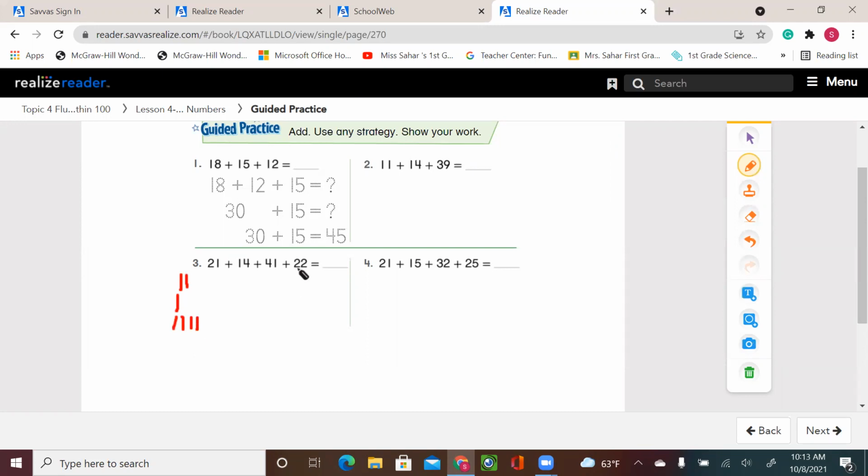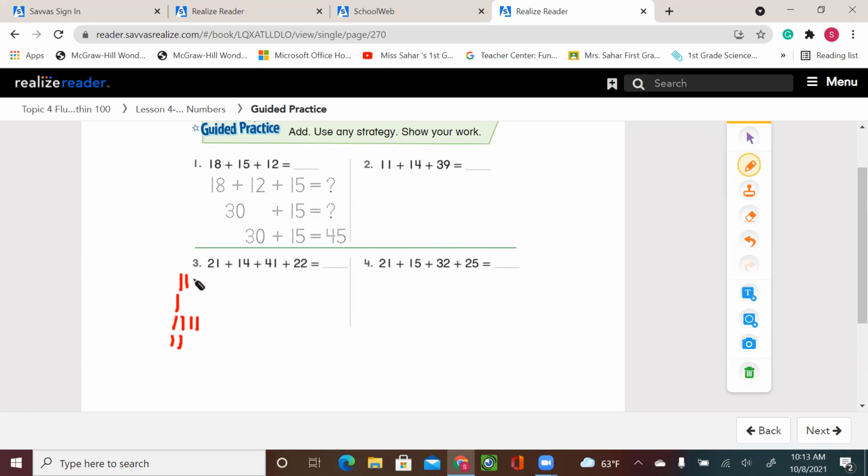And then the fourth addend, I have 2 tens. So 22 means 2 tens. Remember, it says add, use any strategy. So that's a different one. You might find this is easier. It's up to you. Or sometimes with some equations, this could work better.